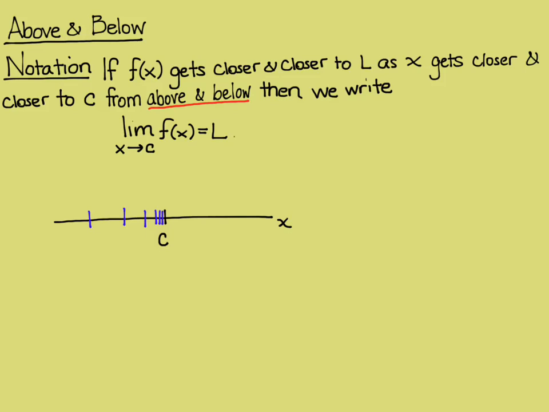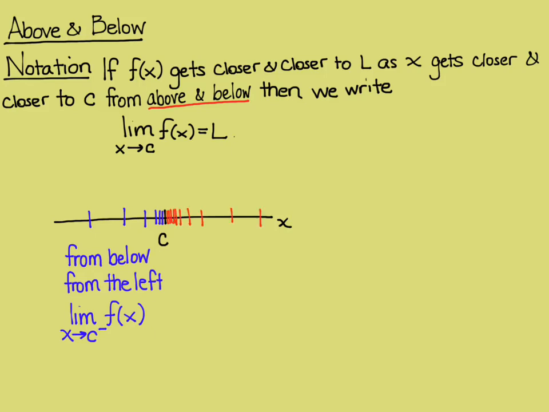When I'm approaching from below, I mean that I'm choosing x values that are slightly less than c. So from below, or sometimes we'll say from the left, we mean that we're choosing values of x that are slightly less than c. We write this as the limit as x goes to c with a superscript negative sign on the c. This represents that we're choosing values of x that are slightly less than c.